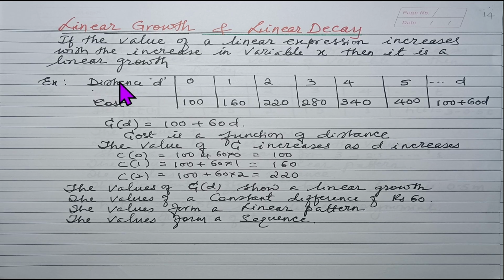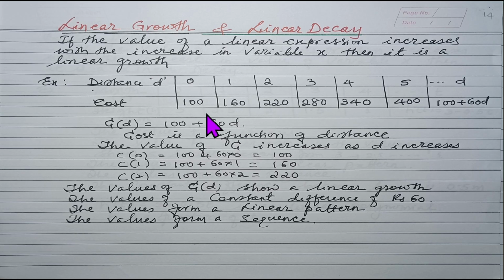If you see here, the distance d is increasing from 0, 1, 2, 3, 4, 5 and so on up to d, and the cost is also increasing from 100 to 160 to 220, 280, 340, 400 and so on. That means there is an increase of 60 rupees here, and therefore the general formula will be 100 plus 60d, and this is a linear polynomial. So the cost is a function of distance.